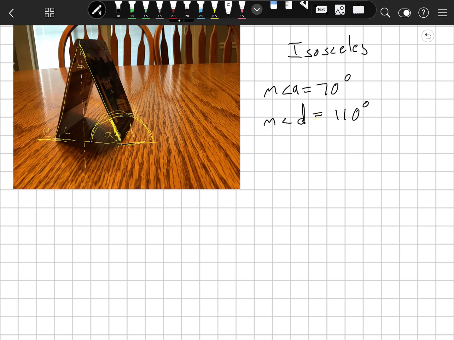Okay, now let's figure out angle C. Since we said there was some symmetry here in an isosceles triangle, then angle C is congruent to angle A. And if those two angles are congruent, they have the same measure. So I'm just going to put in 70 degrees there. And then let's look at angle E. By the way, the M stands for measure of. The measure of angle E has also got to be like D, 110 degrees.